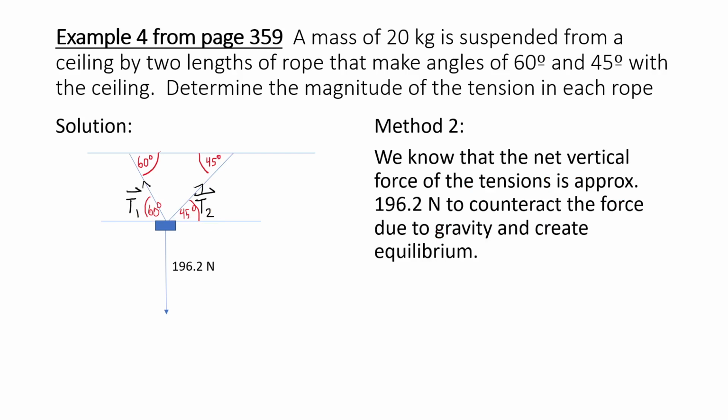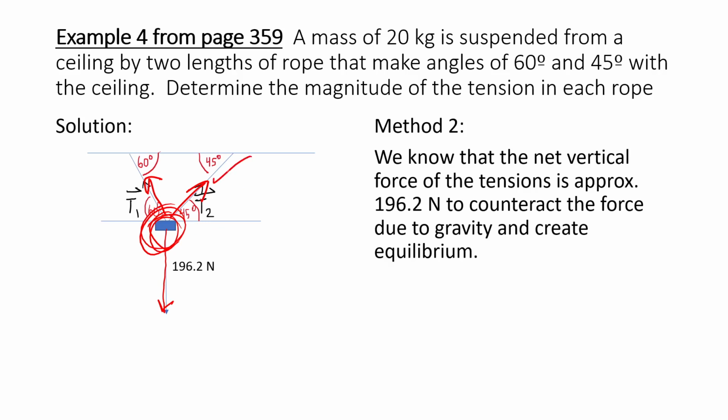Now, that's one equation with two unknowns. We're going to need a second equation. And the way we're going to get the second equation is to recognize that the net vertical force of the tensions has to be roughly 196.2 to counteract the force due to gravity. If left to its own devices, that gravitational force is going to make that package move down. But we know the package isn't moving. So since the package isn't moving, the vertical components of these forces must be adding together to totally counteract that.